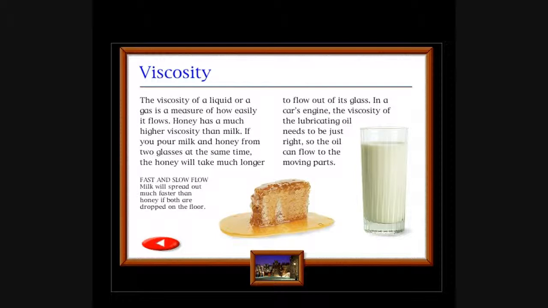The viscosity of a liquid or a gas is a measure of how easily it flows. Honey has a much higher viscosity than milk. If you pour milk and honey from two glasses at the same time, the honey will take much longer to flow out of its glass. In a car's engine, the viscosity of the lubricating oil needs to be just right, so the oil can flow to the moving parts. Milk will spread out much faster than honey if both are dropped on the floor, because honey's sticky, or honey has a higher viscosity, as they say. It's thicker. Honey is thicker than milk.